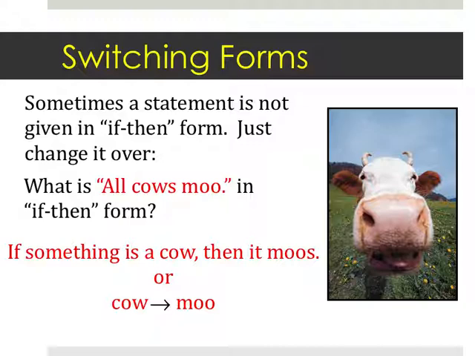We will seldom, if ever, go from if-then form back to all form. Most of the time we'll go from all form to if-then form. And when you're doing that, the question you want to ask yourself is, what am I starting with? Am I starting with something that moves, or am I starting with a cow? That's relevant because of what we're going to learn here, which is called the converse.